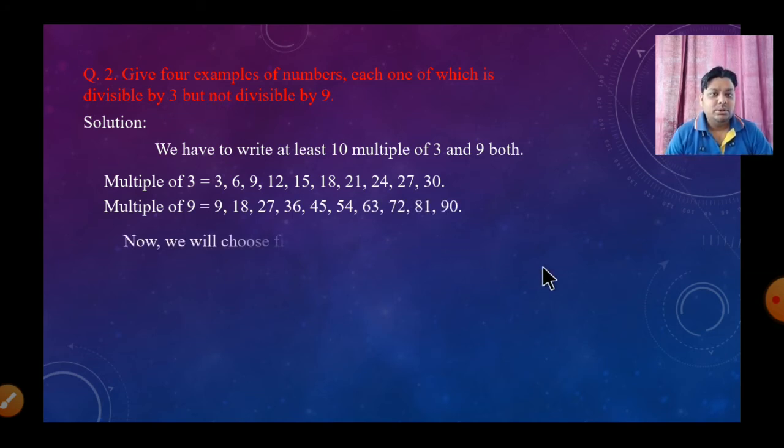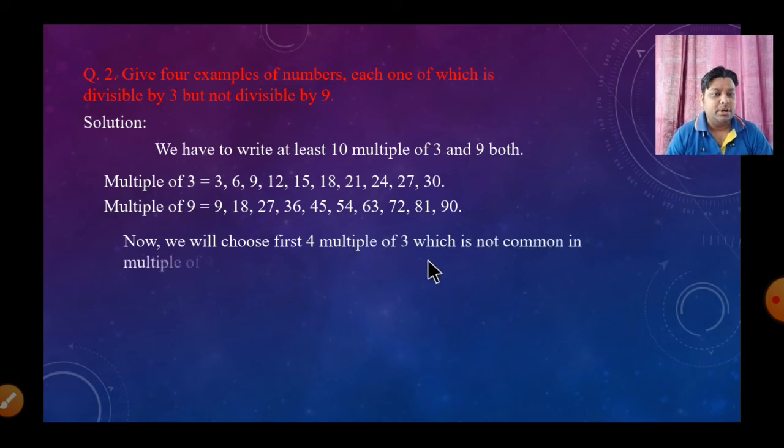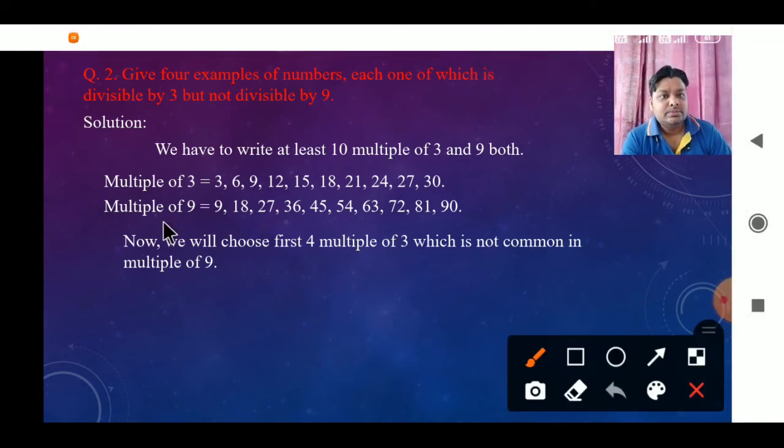Now you can see, now we will choose the first 4 multiples of 3 which are not common in the multiples of 9, okay, because they are not divisible by 9. You can see, students, here first 3 we can take, because 3 is not a multiple of 9. 6 is also not a multiple of 9. 9, yes, 9 is matching, so we can't take that one.